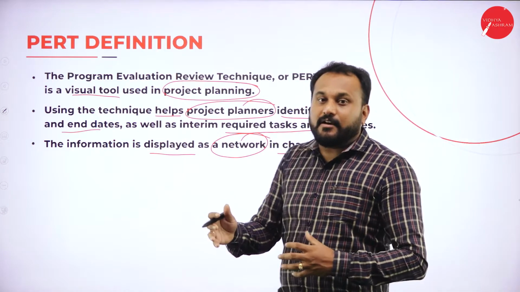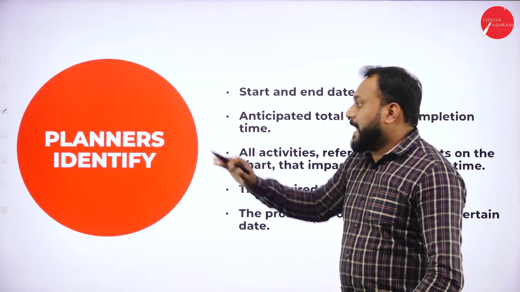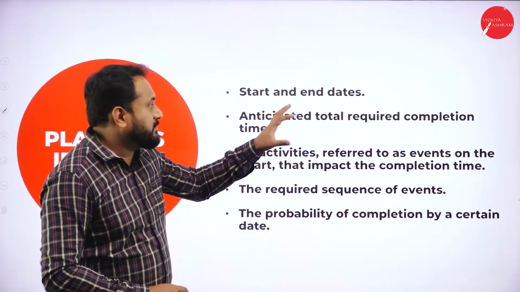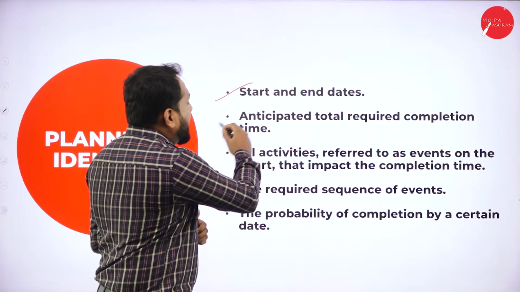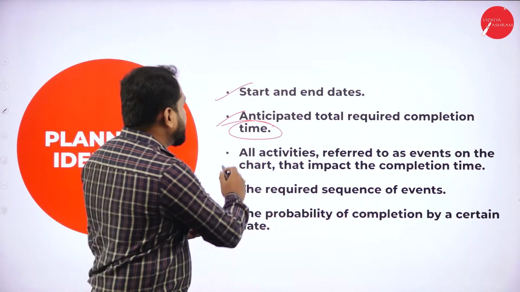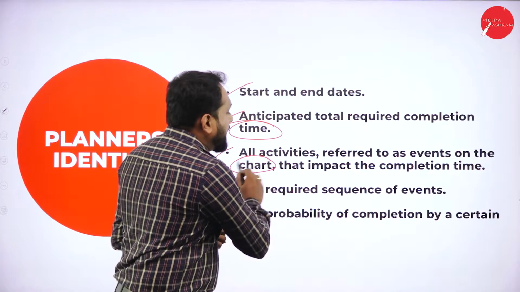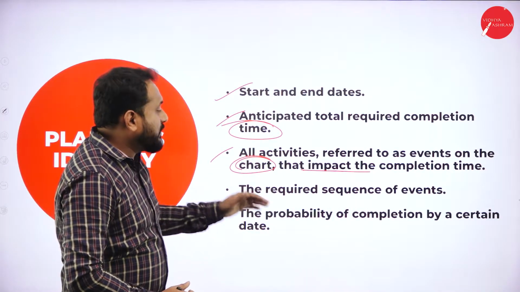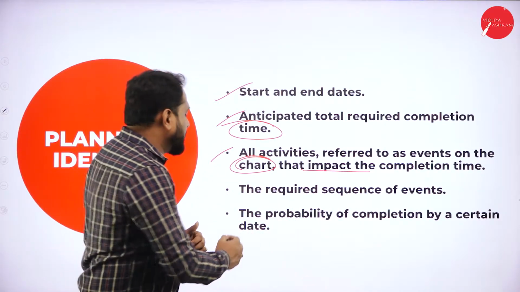It is not in a regular form. It is always represented in the chart form. Now how will the planners identify those things? I've given you a few of the steps. The first one is they'll get to know about the start and end dates. Second is anticipated total required completion of the time. Third is all activities, referred to as events on the chart, that impact the completion time. And lastly, we have the requirement sequence of events and the probability of completion by a certain date.